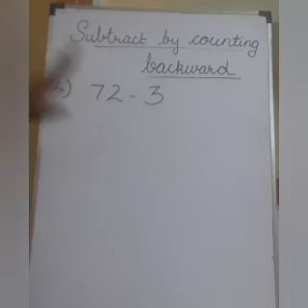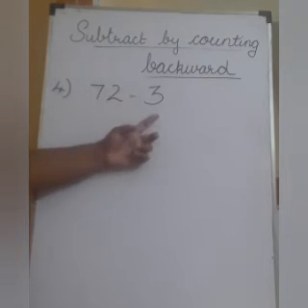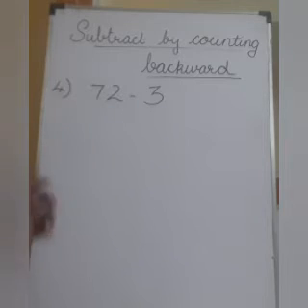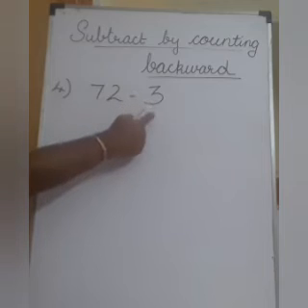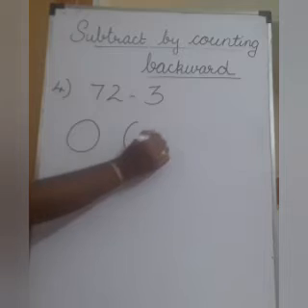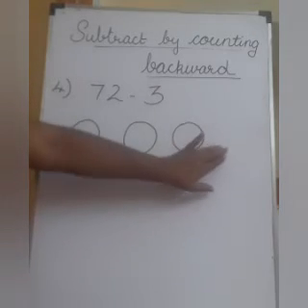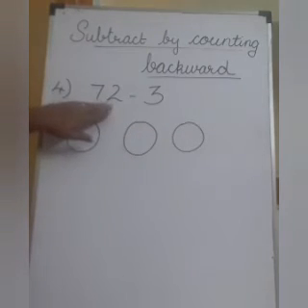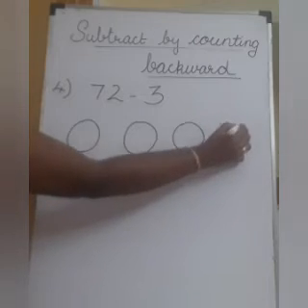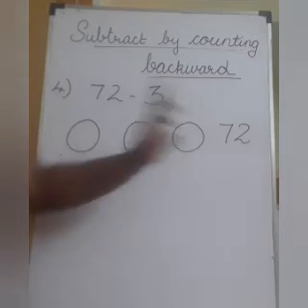Okay, dear kids, for doing this subtraction, which number will we look at, first or second number? Tell louder. Yes, we have to look at the second number. Which is the second number? 3. So, we can draw 3 circles. 1, 2, 3. Then, which number will you write at last? Yes, we will write the first number, that is 72, at last.